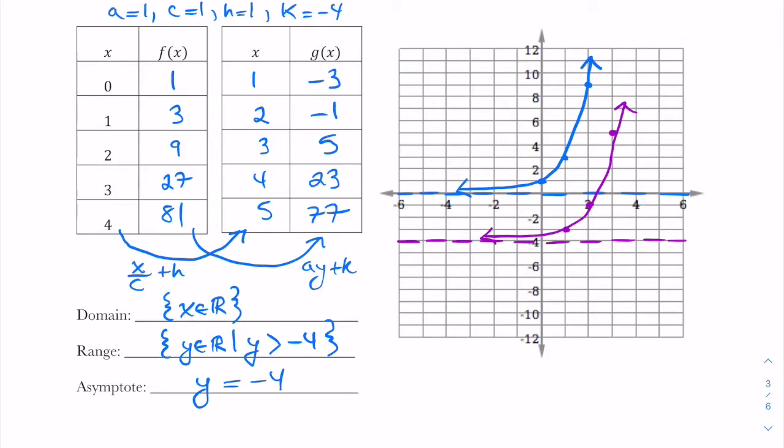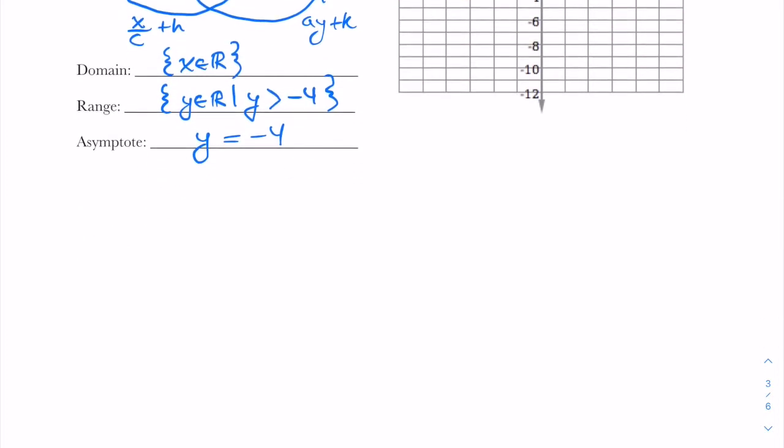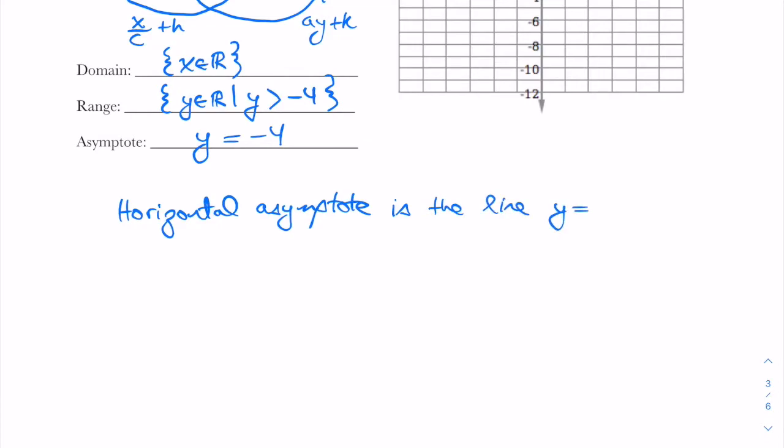And while we're at it, let me just make a note over here. For these types of problems, generally speaking, the horizontal asymptote is equivalent to the k value. And that will be true for all of these general transformations.